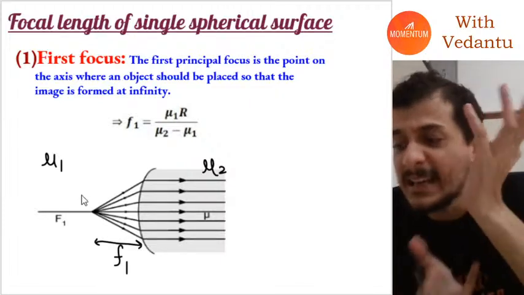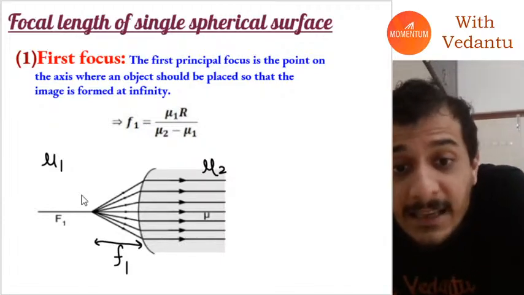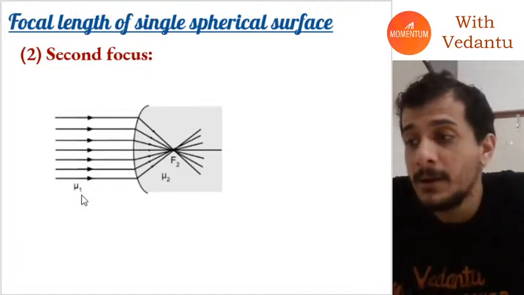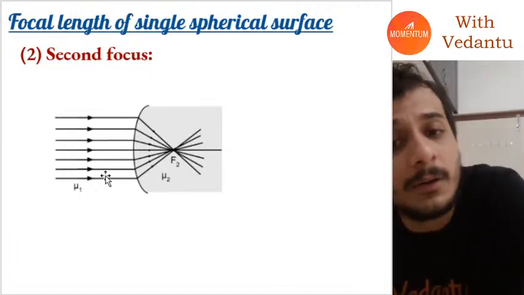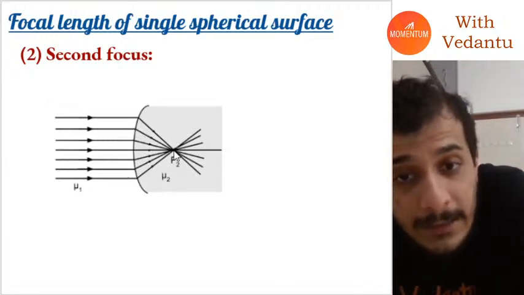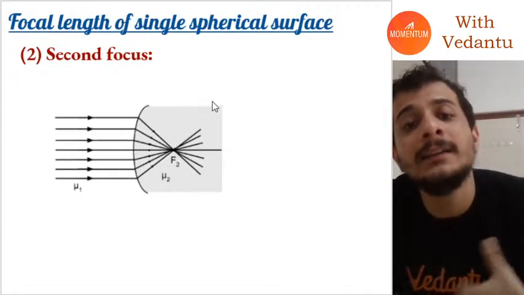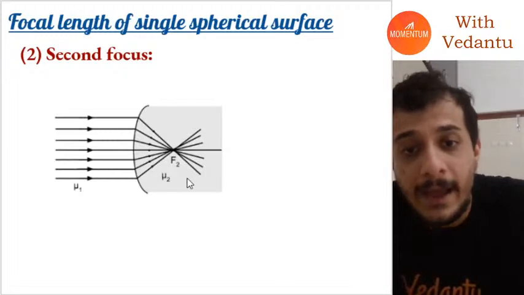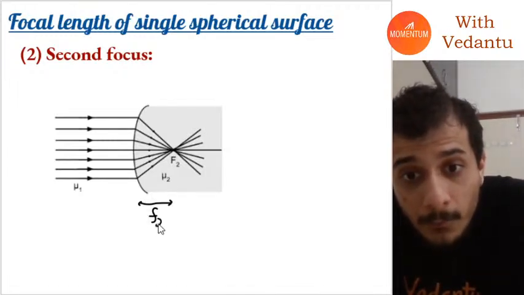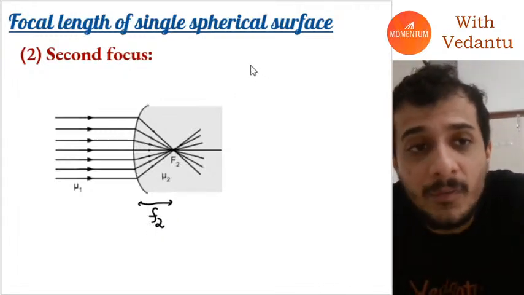Now, how is the second focus defined, guys? In this case, what we have to consider is that rays of light are coming from infinity. Then after refraction, all of them are going to meet at a point. The point at which they meet is called the second focus. Let's say I want to find out the second focal length. How do I find it? Very simple.